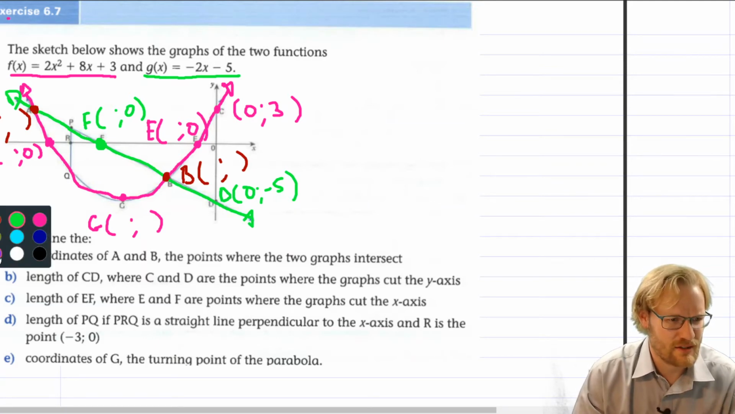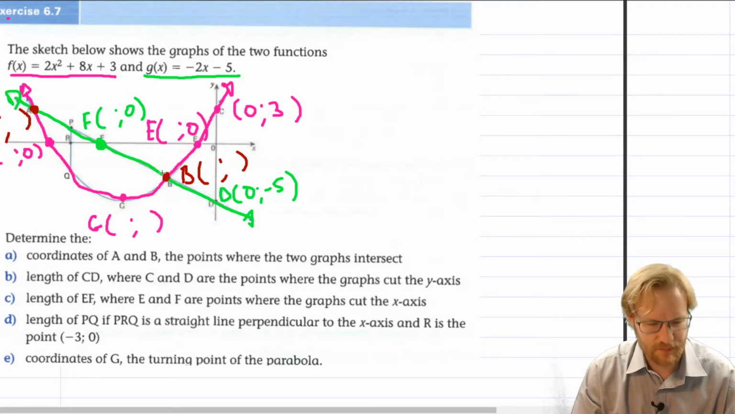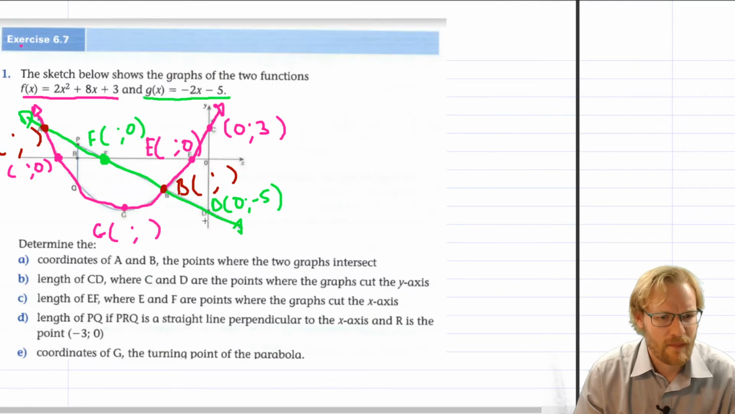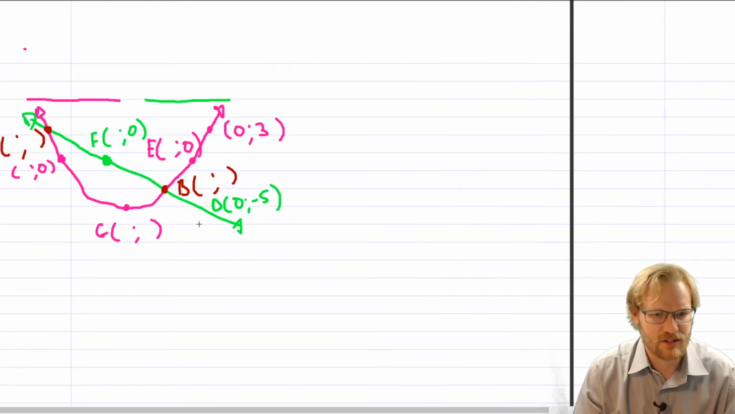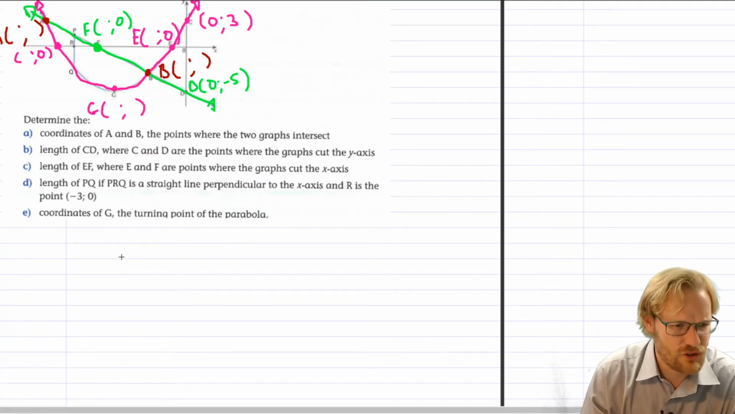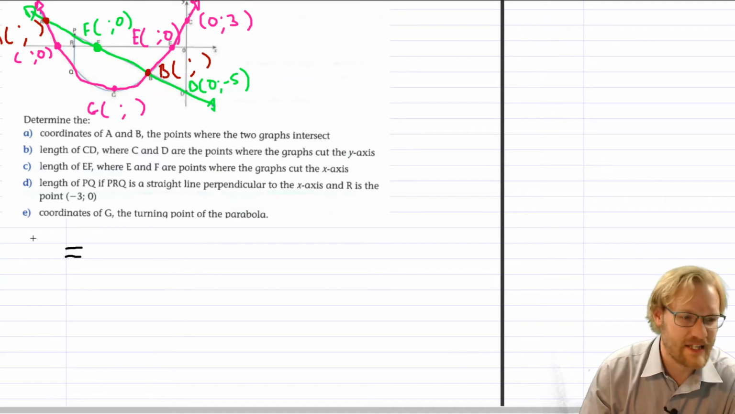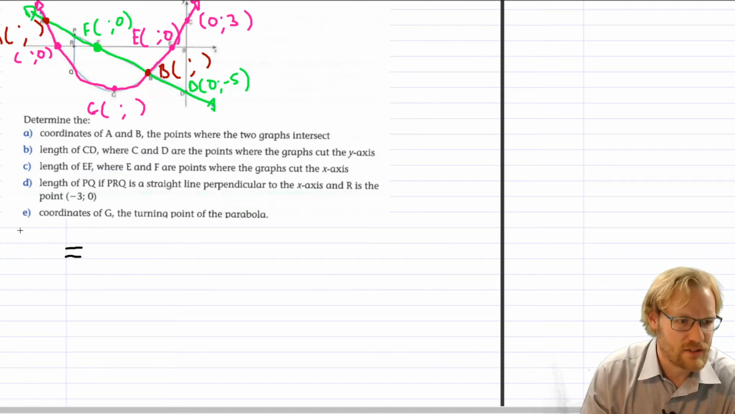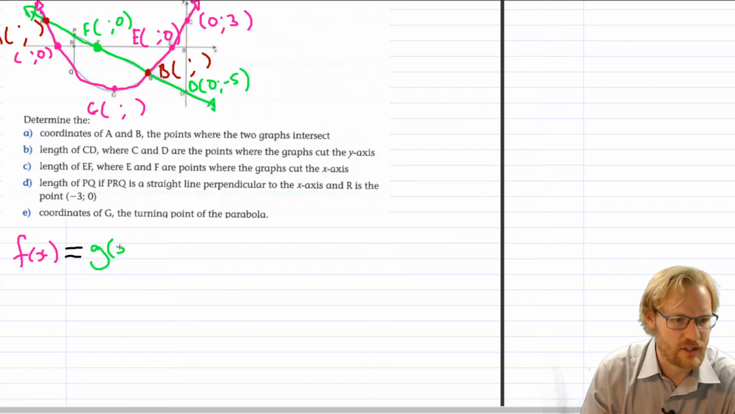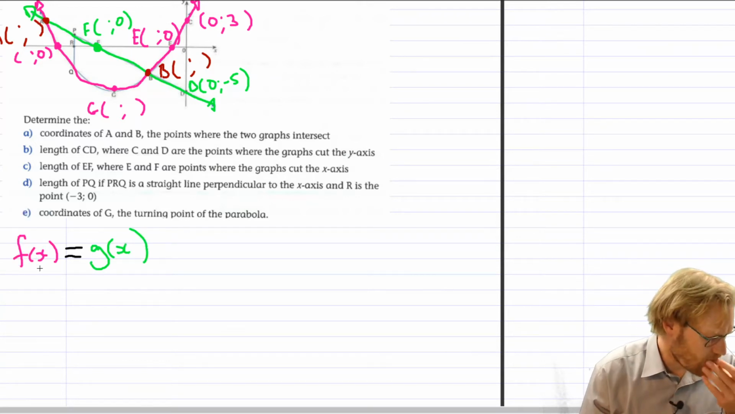Now we can jump out and see what we're actually being asked. Determine the coordinates of A and B, the points where the two graphs intersect. Okay, this is probably going to need a little bit of work. Where the two graphs intersect, in other words, we're asking ourselves, where are these two graphs equal to each other? So where is the parabola, which is f of x, equal to the straight line? Well, we've got the formula for the parabola.